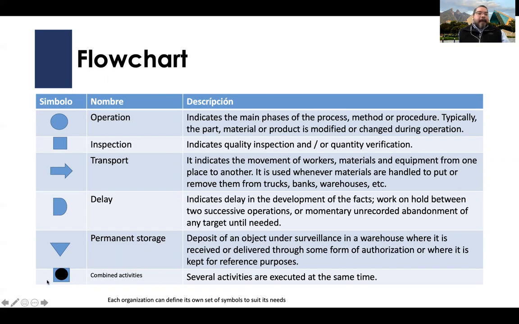And there is also the combined activities icon, and this is when several activities are executed at the same time. Mostly, we identify operations and inspection, when we are operating, and at the same time we are inspecting the work that we are doing.